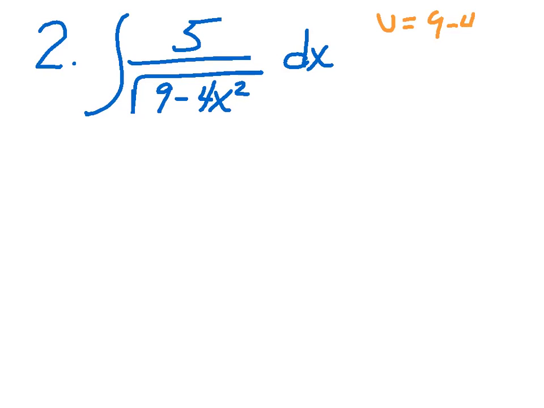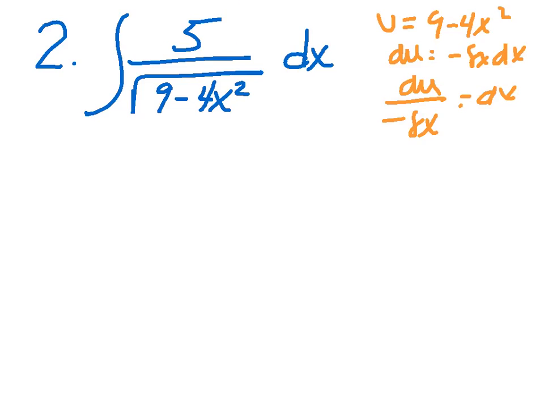U equals 9 minus 4x squared. Du equals negative 8x dx. I get my du over negative 8x. Okay, I can easily pull the 5 and the negative 8 out front, but I'm left with this annoying x. Okay, so u sub fails. So now I get tricky and I think, okay, I see a radical and a minus sign. Hopefully you're thinking arc sine.